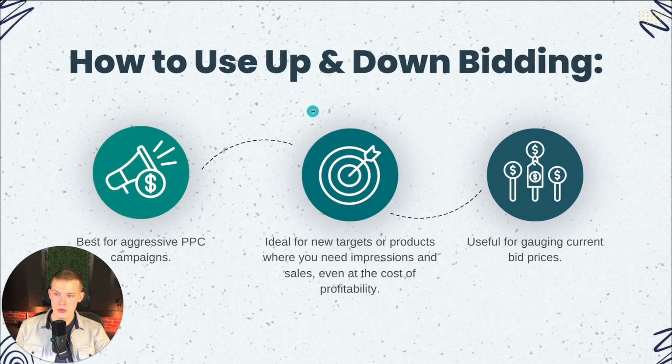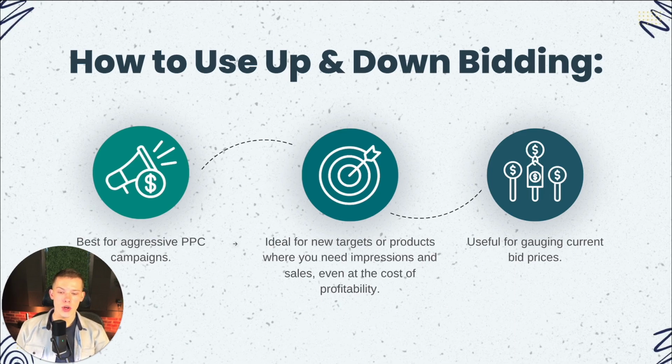So how can we use up and down bidding? This is an aggressive strategy, best for aggressive PPC campaigns. It's ideal for new targets or products where you need impressions and sales even at the cost of profitability. So it's perfect for brand new products that you're just starting out advertising on. You need a lot of impressions and sales quickly, so you set it up as up and down bidding.